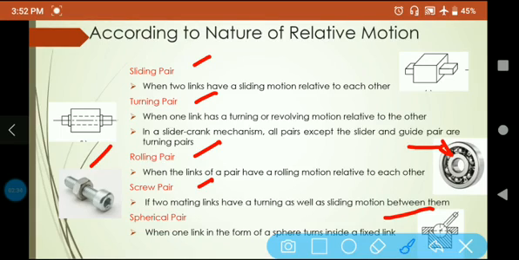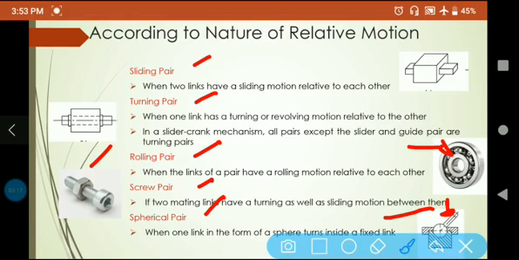Now the last type of classification is known as a spherical pair, where one of the links, which is in the form of a sphere, turns inside a fixed link. You can see in this figure, an example is a joystick. One of the links of the joystick will be spherical in shape, and it is placed in a fixed link. So when the joystick is rotated, one of the links is moving inside the fixed link. So that is a type of spherical pair.